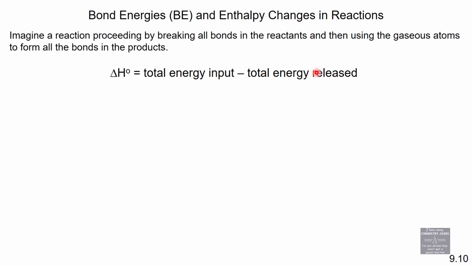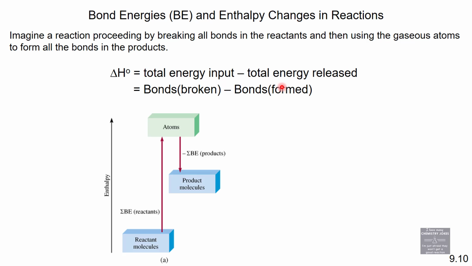Input minus output. In the case of bond enthalpies, it's the energy required to break bonds minus the energy released when bonds are made. So broken minus made. Products minus reactants, if you're given whole molecule enthalpy values, is usually for ionic compounds actually. Broken minus made if you're talking about bond enthalpies.